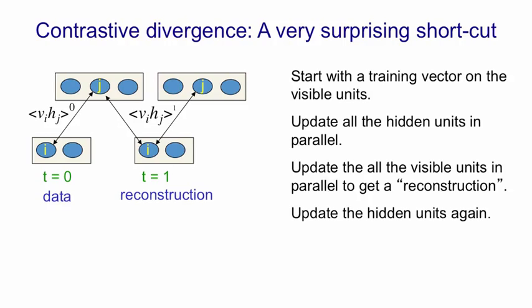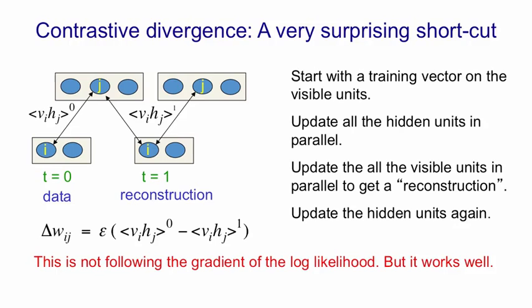So instead of using the statistics measured at equilibrium, we're using the statistics measured after doing one full update of the Markov chain. The learning rule is then the same as before, except it's much quicker to compute, and this clearly is not doing maximum likelihood learning, because the term we're using for the negative statistics is wrong. But the learning nevertheless works quite well. Next week we'll understand a bit more about why it works well, but for now we'll just see that it does.